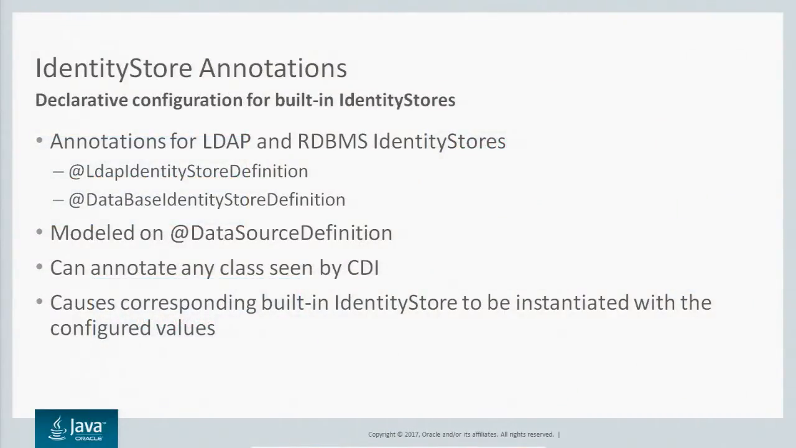So there are annotations for the identity stores, an LDAP one and an RDBMS one: @LdapIdentityStoreDefinition and @DatabaseIdentityStoreDefinition. They're modeled on the @DataSourceDefinition annotation. The idea is that you would annotate some class that's visible to CDI, and during the annotation processing, it would cause an instance of the built-in identity store for either LDAP or database to be instantiated and populated with the configuration values that you specified in the annotation.